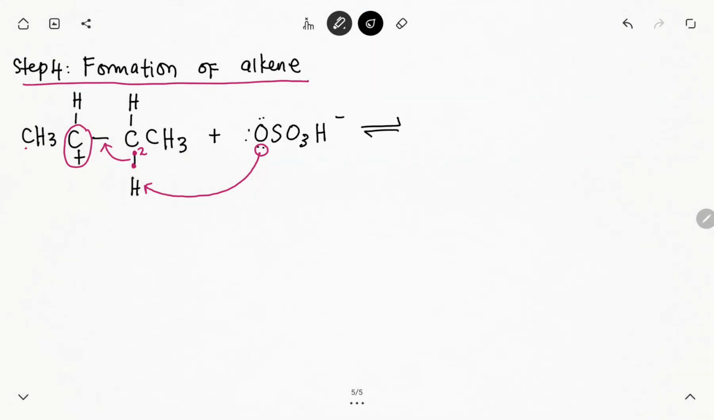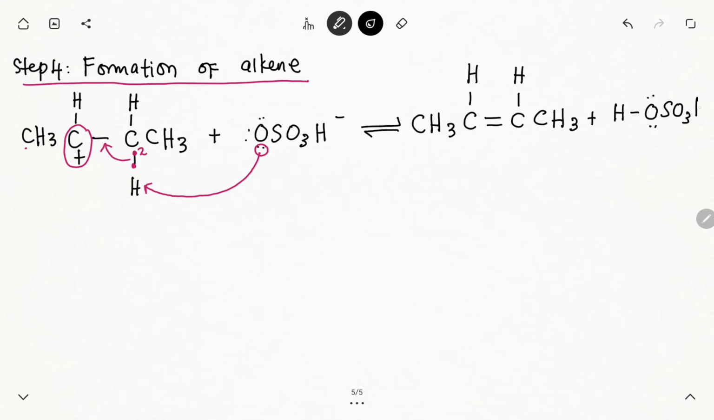So the product that can be formed is CH3C double bond CH3, plus H bonding again with OSO3H, meaning we produce the acid again, because the acid is now a catalyst.